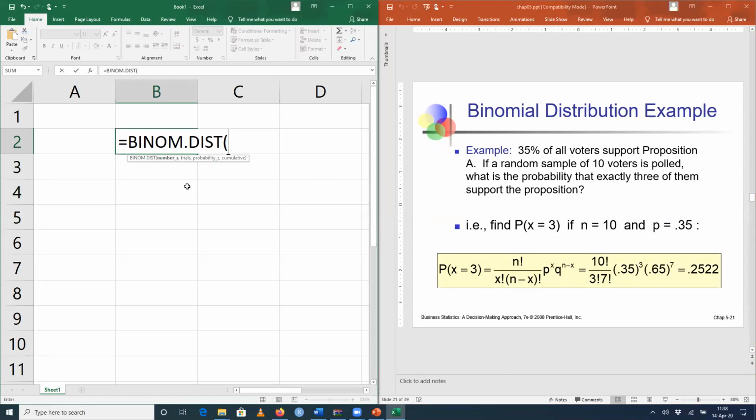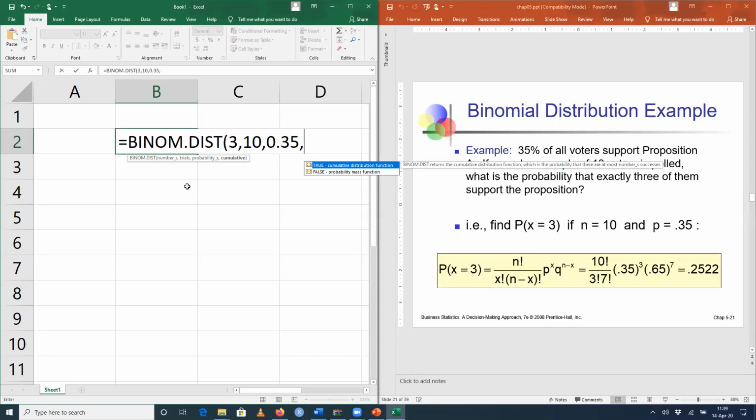Number_s means the x value, x is 3, so just write down the 3, comma. Now trials are 10, n is equal to 10, so 10, comma. The probability is 0.35, then comma.